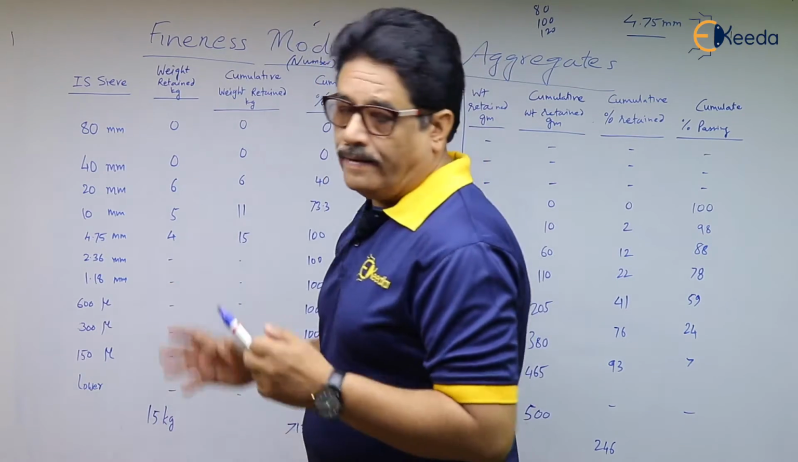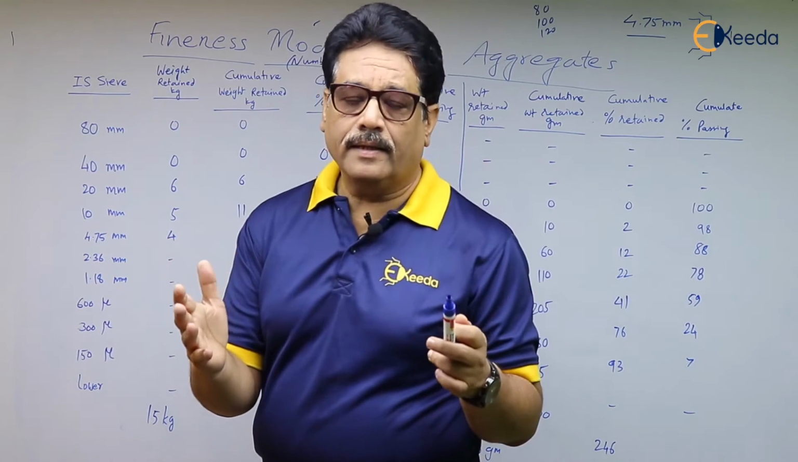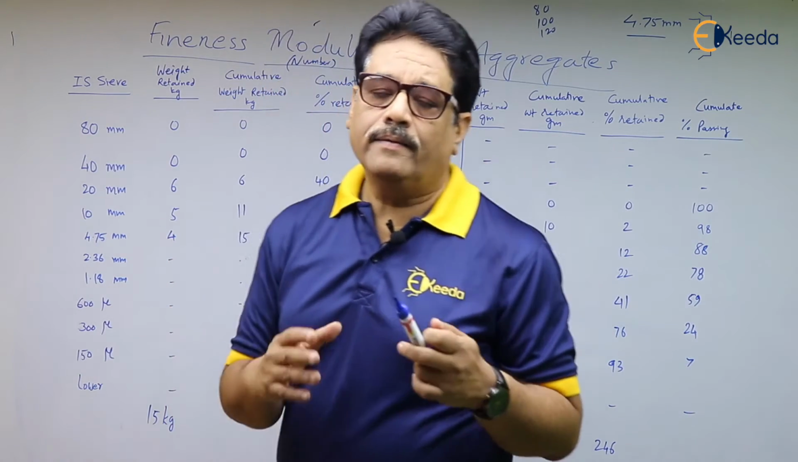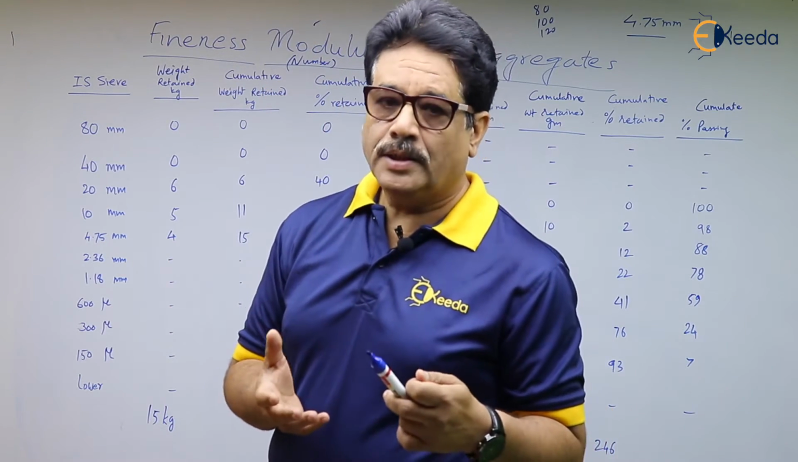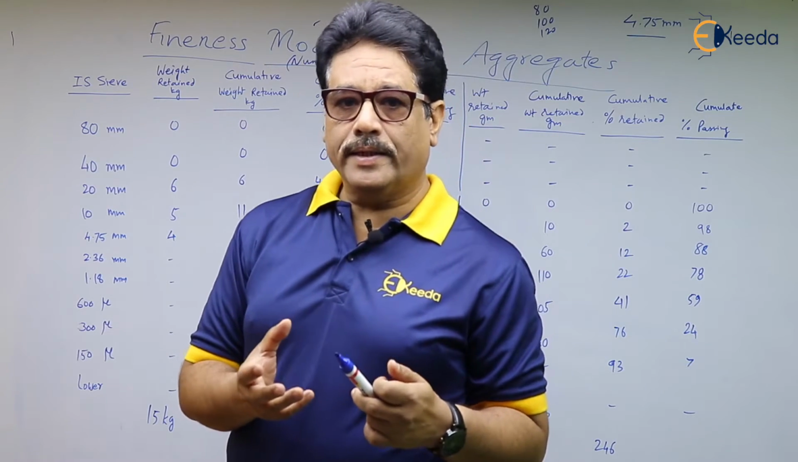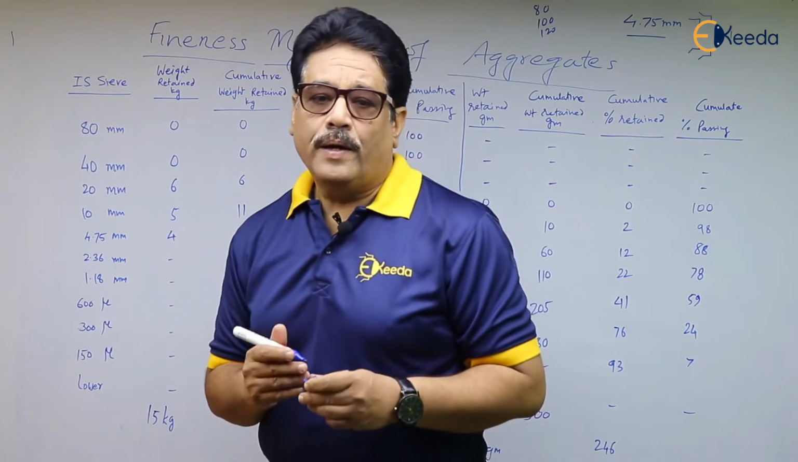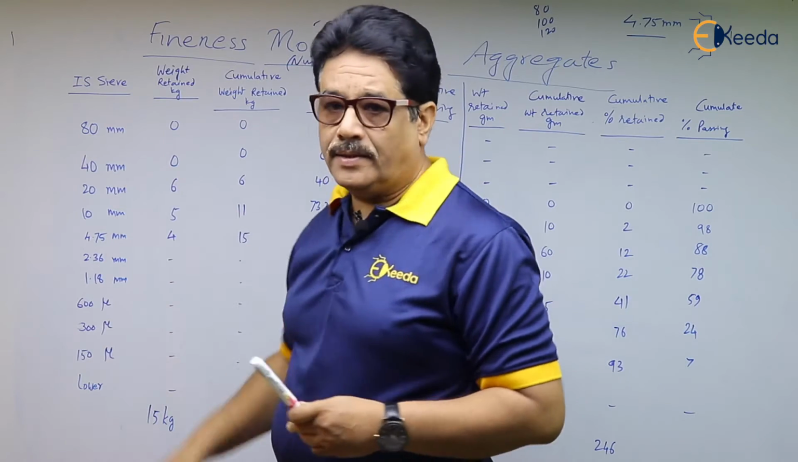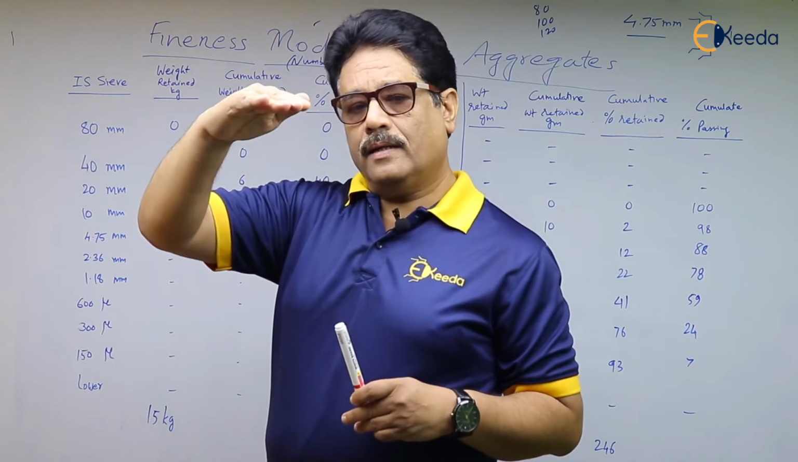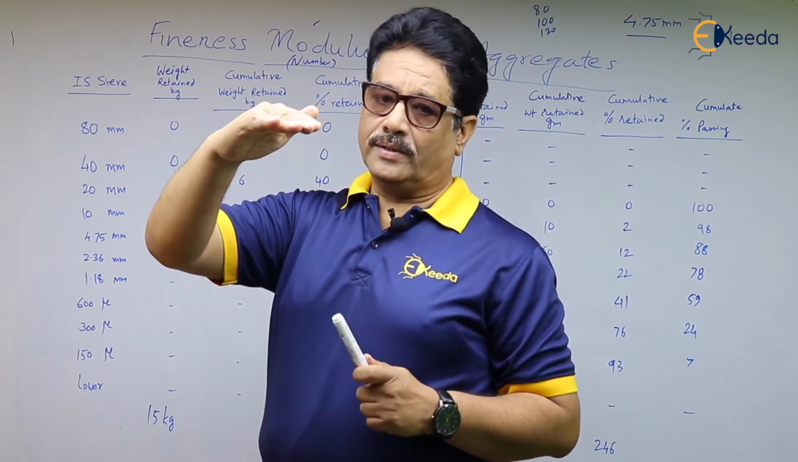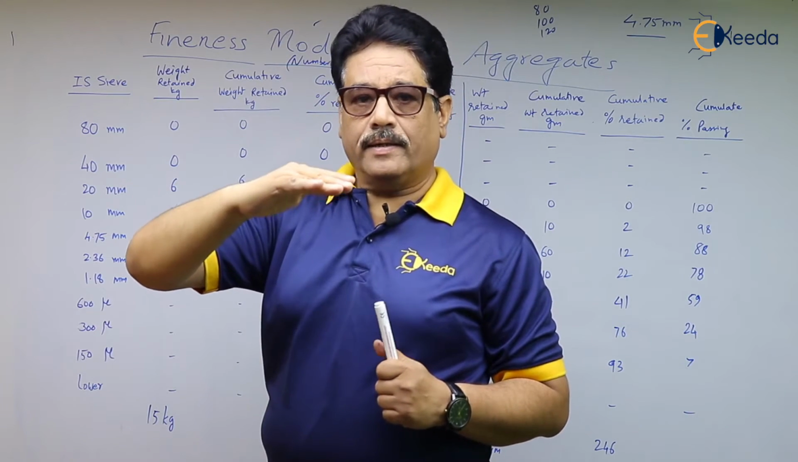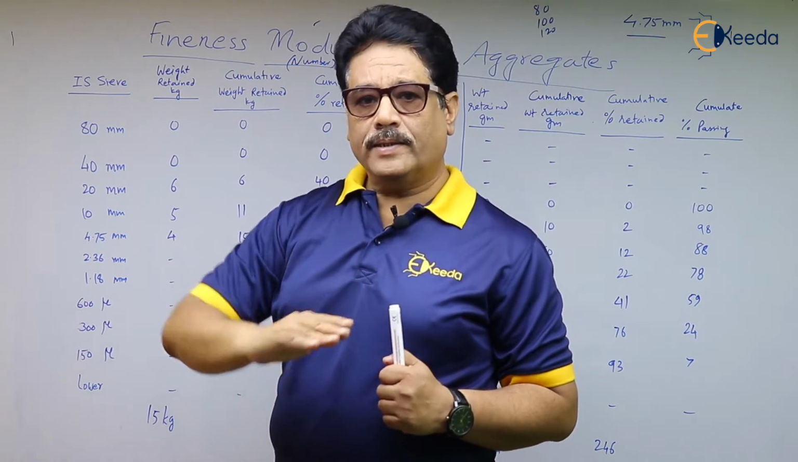Now, if we have the coarse aggregates received on the site, and we want to determine the fineness modulus of that coarse aggregate, we have to place all these sieves with the highest size in the uppermost position: 80, 40, then 20, 10, 4.75, like that.